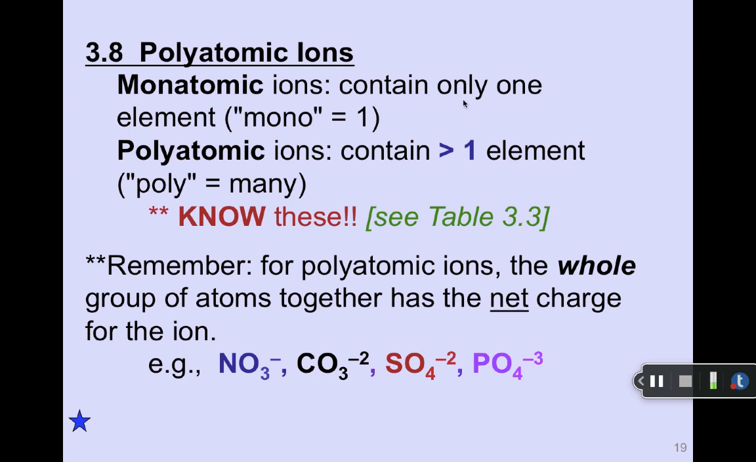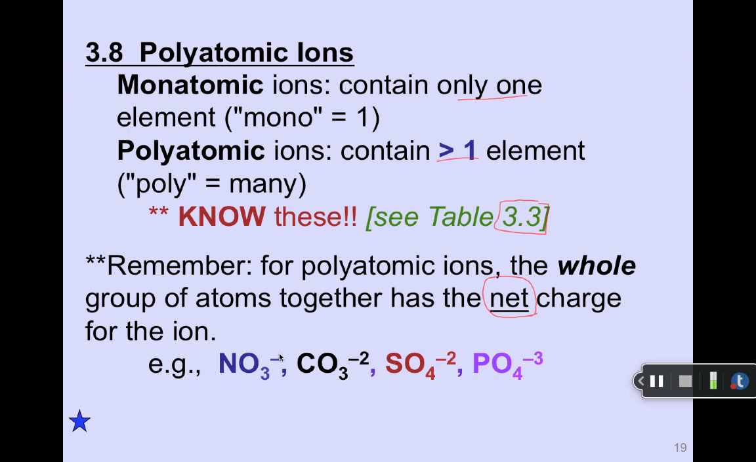Monatomic ions are the ones that have only one element, and polyatomic ions have more than one element. The ones that you need to know are primarily listed in table 3.3. For polyatomic ions, the entire group of atoms together has a net charge, so it's not just one atom, but the whole group of atoms. We'll talk more about that in chapter 4.